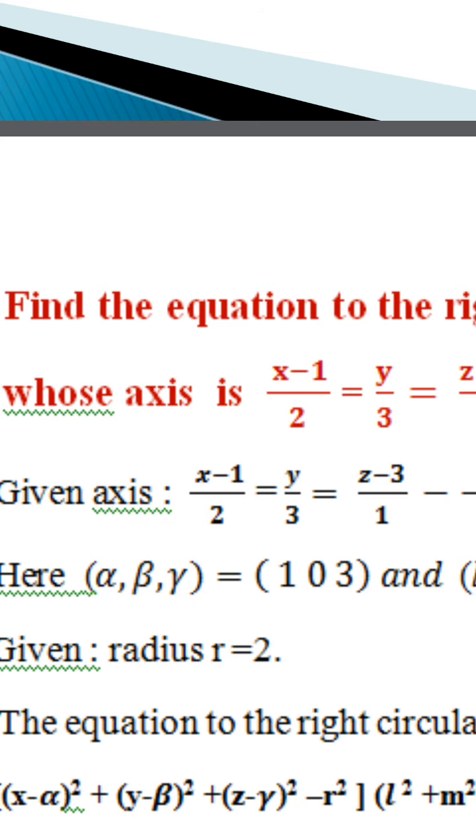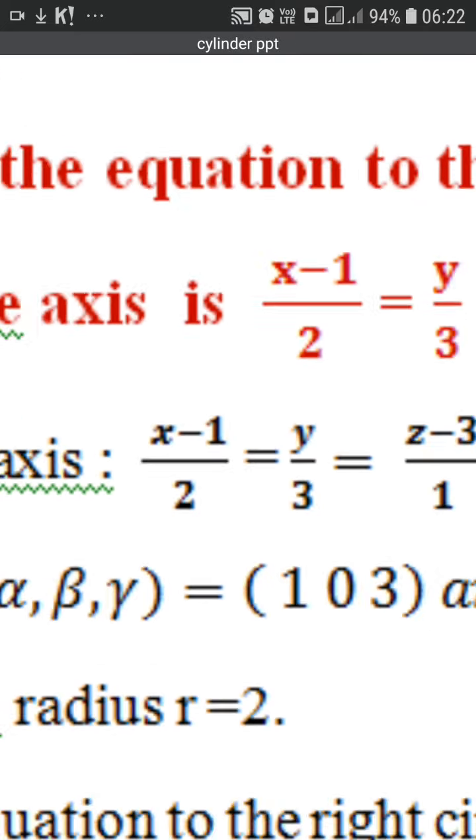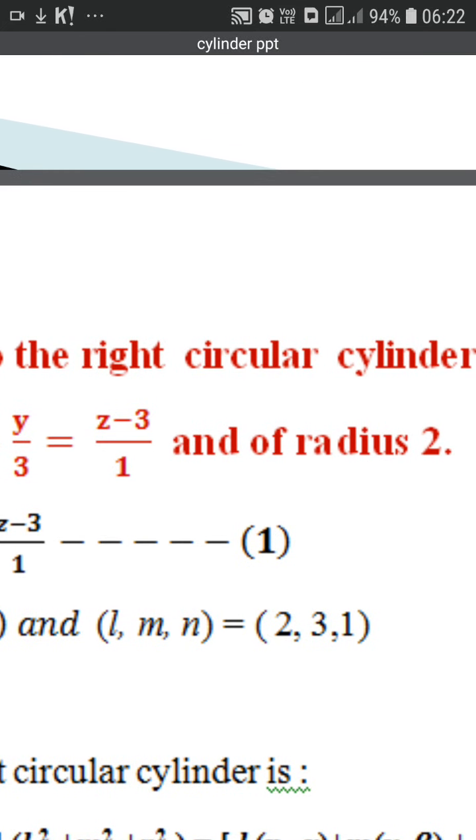From this axis you have to write alpha, beta, gamma. If you observe this axis, always compare the given axis with (x minus alpha) by l is equal to (y minus beta) by m is equal to (z minus gamma) by n. Then you will get alpha, beta, gamma as 1, 0, 3 and l, m, n as 2, 3, 1.